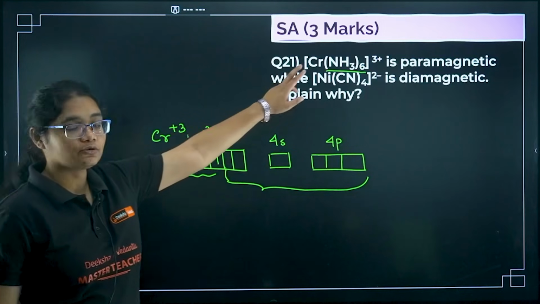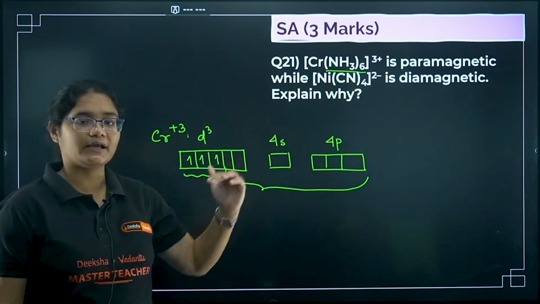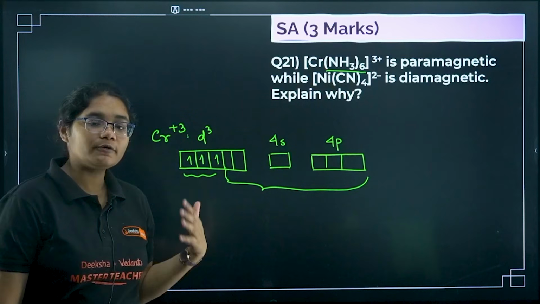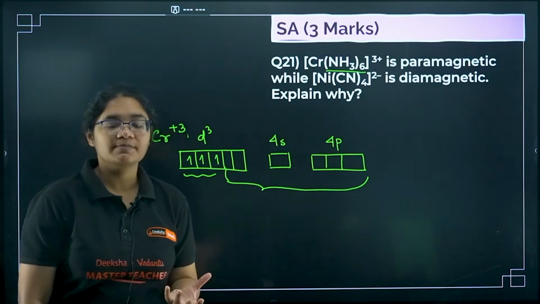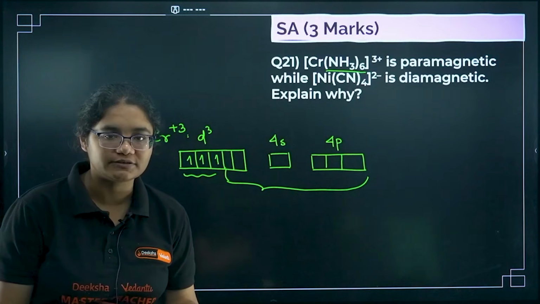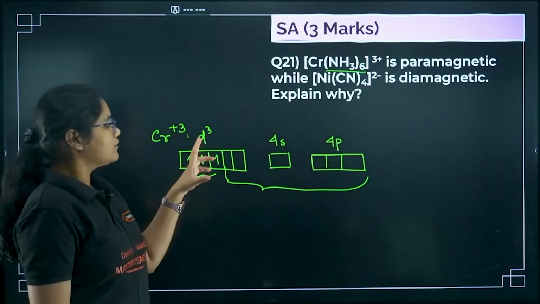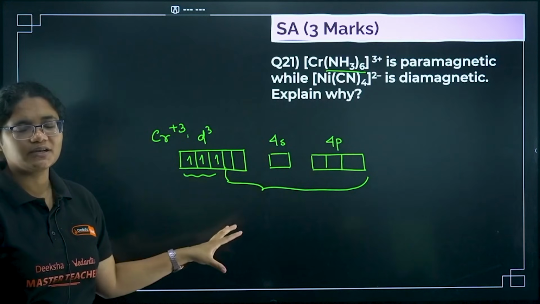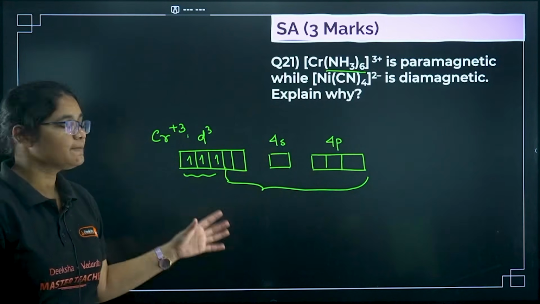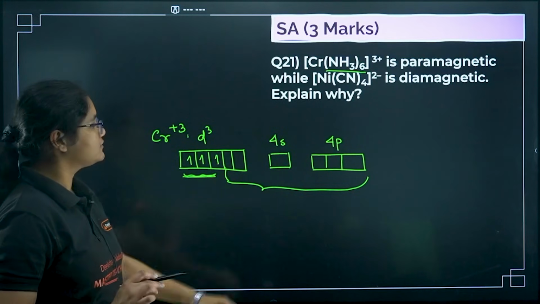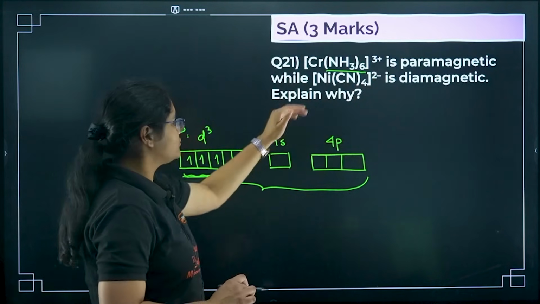Though NH3 is a strong field ligand, where pairing should take place, here the requirement of pairing is not there. Why? Because without pairing, 6 orbitals are free. The main objective of doing pairing is to create vacant orbitals, right? But since 6 empty orbitals are already available which can undergo hybridization, there is no need of pairing here, and that is why you can find 3 unpaired electrons, and that is why this is paramagnetic.